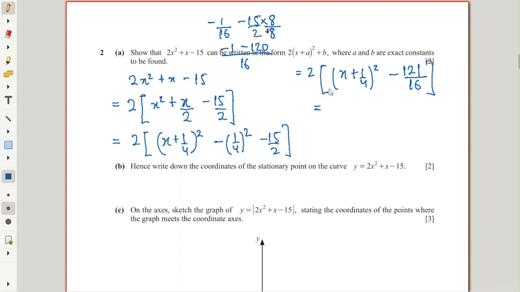Now I just multiply this one by 2. Then I multiply this by 2. So here the 2 and the 16 will cancel. So it will be over 8. Right.